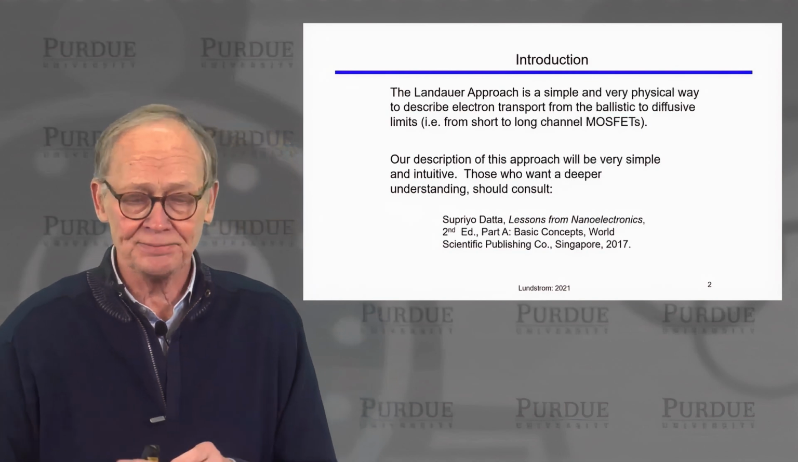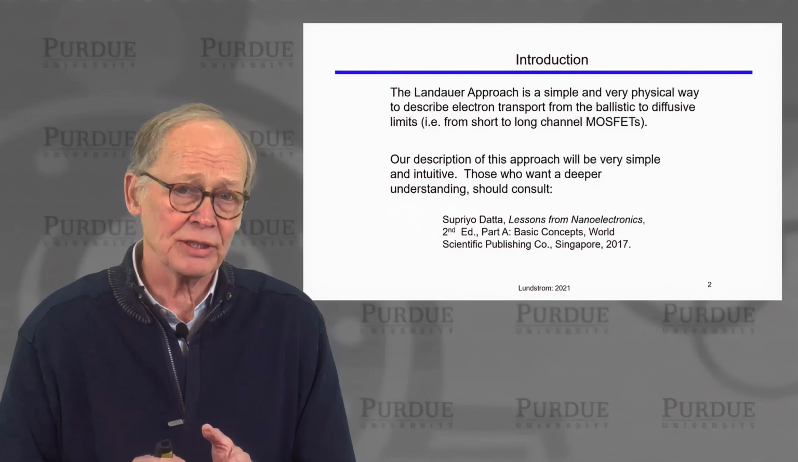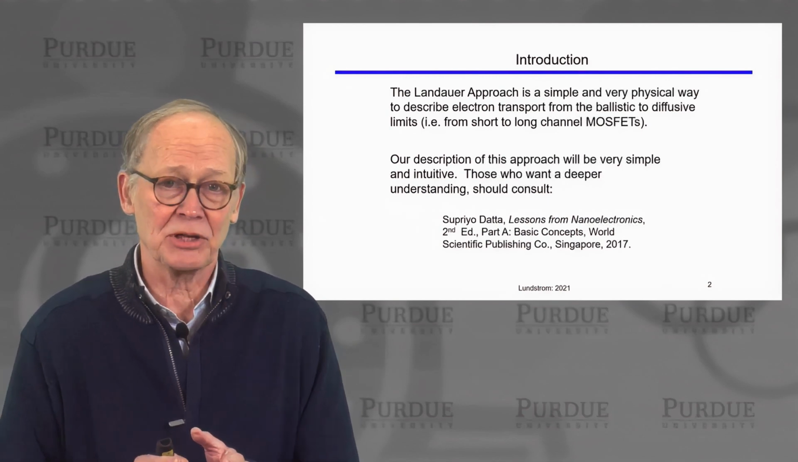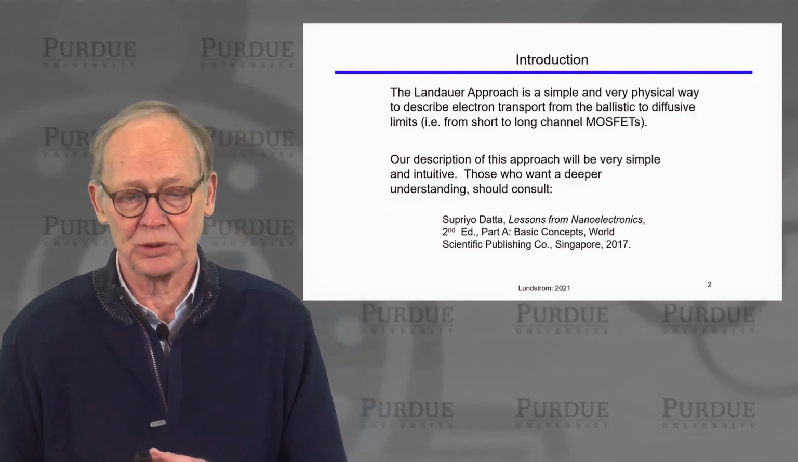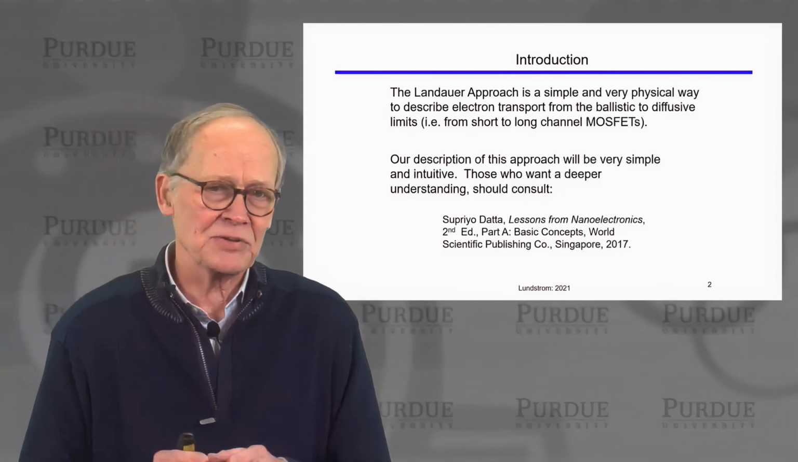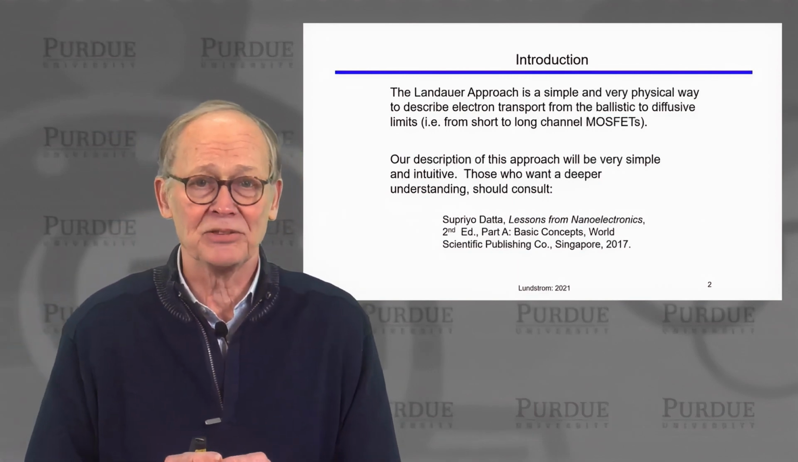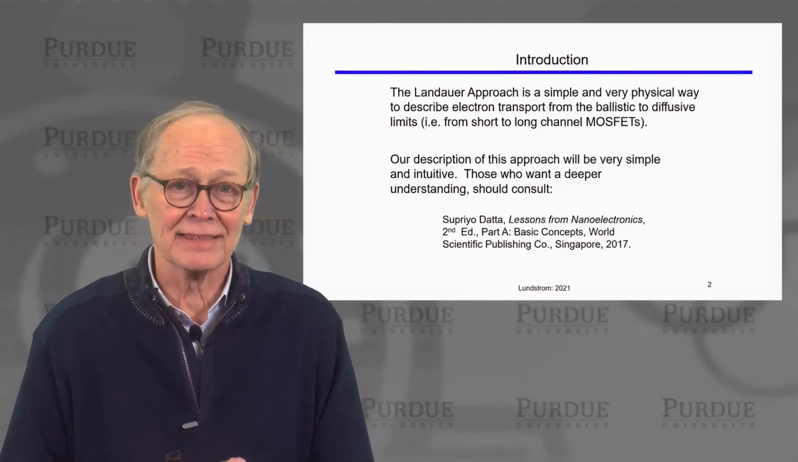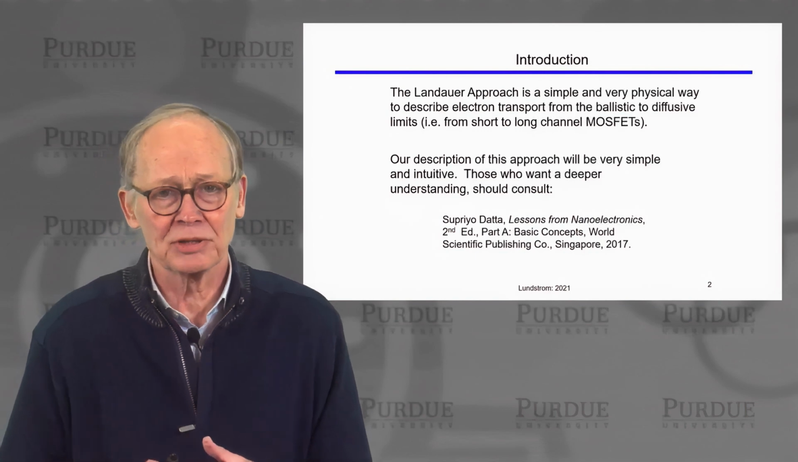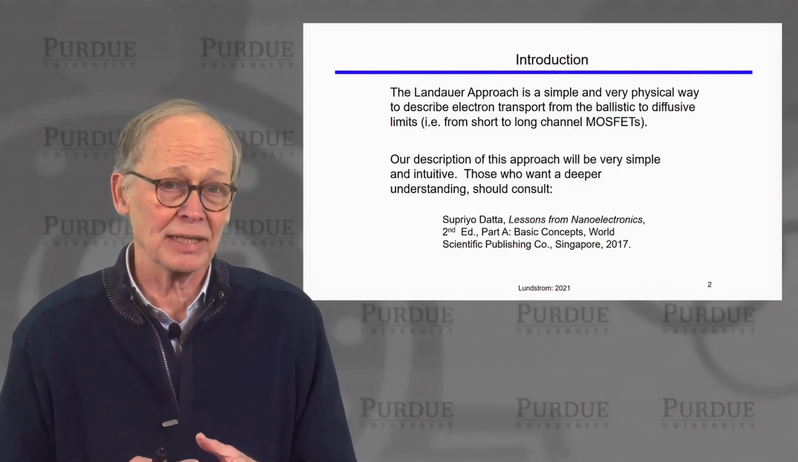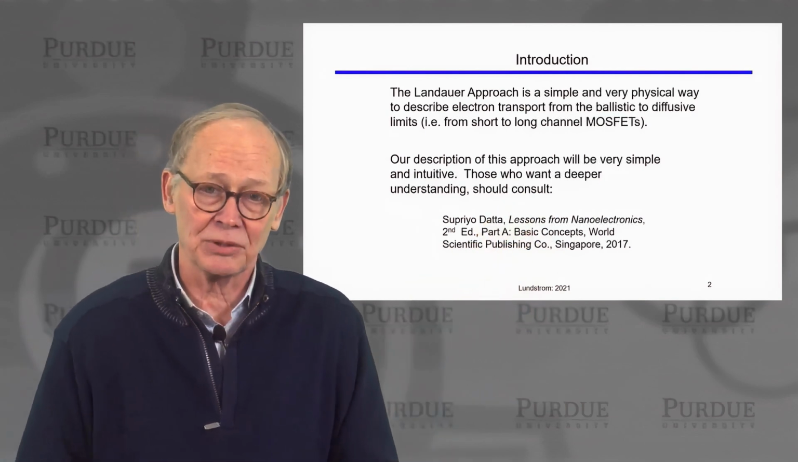So this is a very simple and intuitive way to describe electron transport. It works in very short MOSFETs where the transport is ballistic, and it works in very long channel MOSFETs where the transport is diffusive. So our description of this approach is going to be very simple and intuitive. There's a lot more that could be said. Those of you that are interested in diving deeply into the understanding of charge transport, electron transport at the nano and molecular scale, I can refer you to this textbook by my colleague Supriyo Datta.